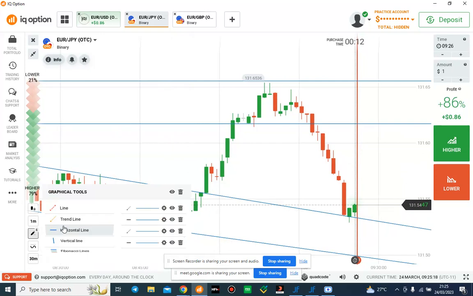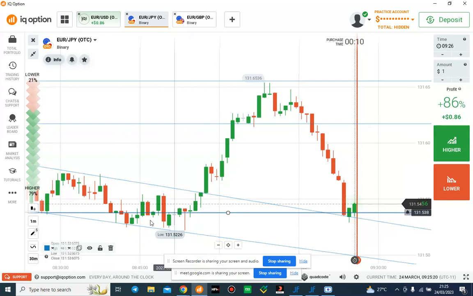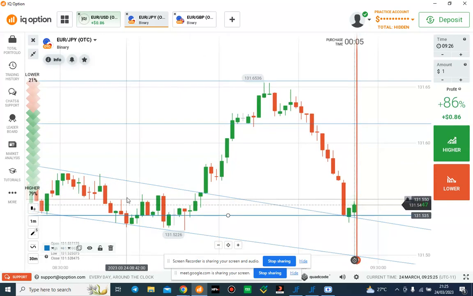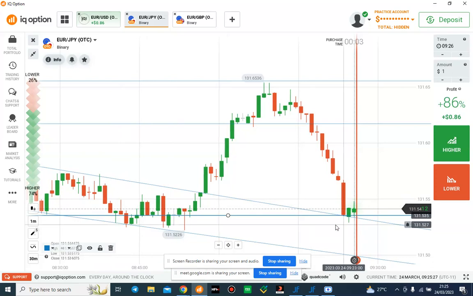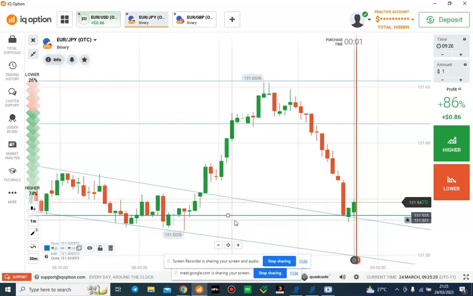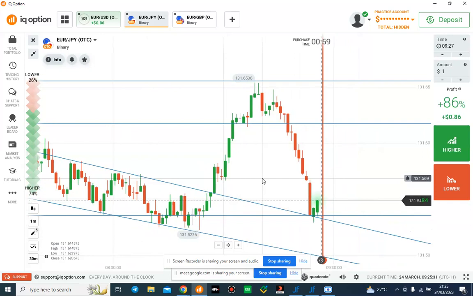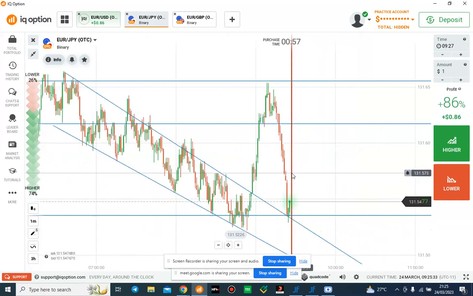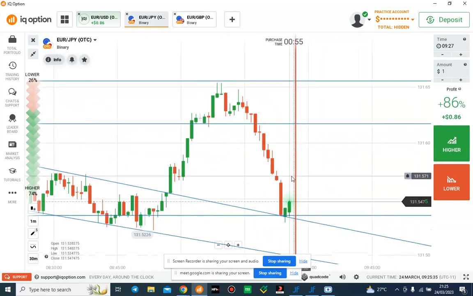Even if you draw the horizontal line like this, the market still respects it, but you might be confused. We have this, we have this, we have this. Which one, how should I draw it? You might still be confused. But making use of trend line and horizontal line will make you understand the price action better.